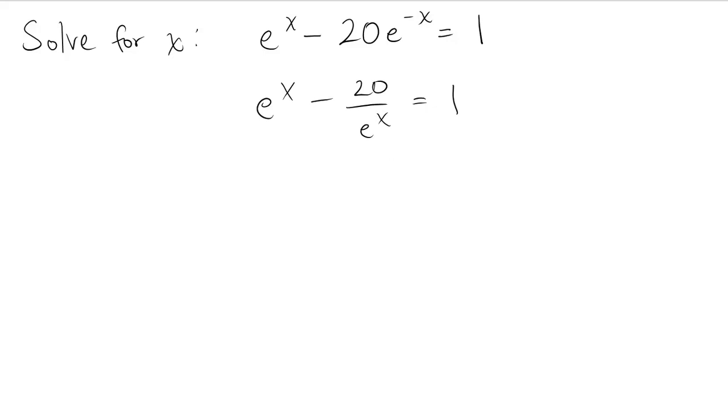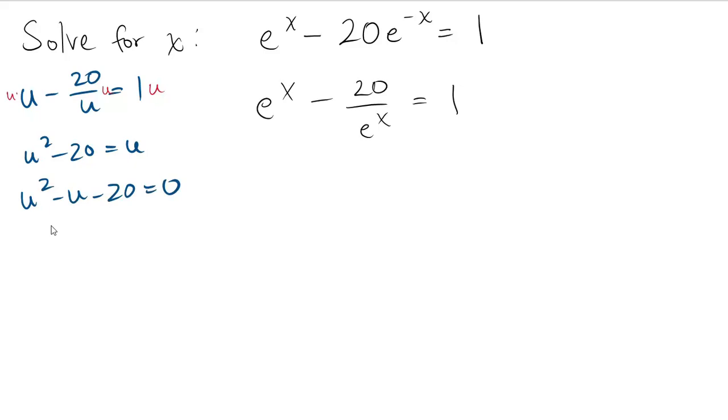Now you might feel stuck, so here's where you might ask yourself what you would do if each of those e to the x's were u's. Oh, well, we usually clear out the denominators. We would multiply everything by u and get u squared minus 20 equals u. Then we would subtract that u to the other side because it's quadratic, so we want 0 on one side, and then we factor. This is u minus 5 times u plus 4. And we can proceed from there.